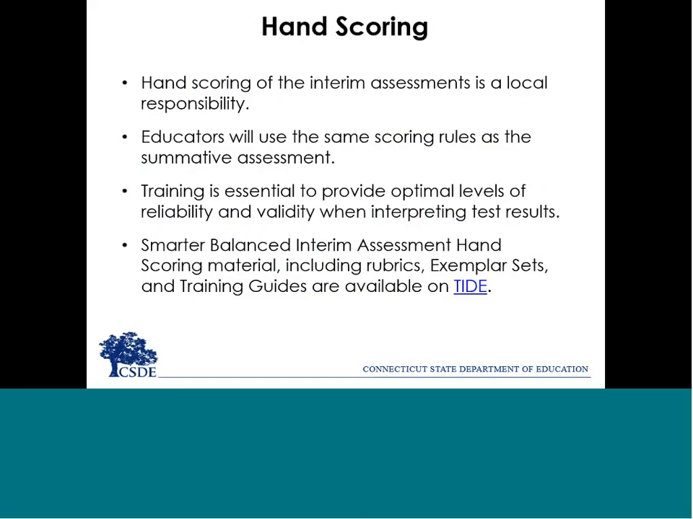Hand scoring of the interim assessments is a local responsibility. It is critical that teachers and hand scorers read the teacher hand scoring system user guide thoroughly and are familiar with the supporting documents, for example, the scoring rubrics, the anchor, and training materials, to ensure accuracy when scoring student responses. While hand scoring training materials can be accessed using the teacher hand scoring system, rubrics, training guides, and exemplars are also available for download in Tide.